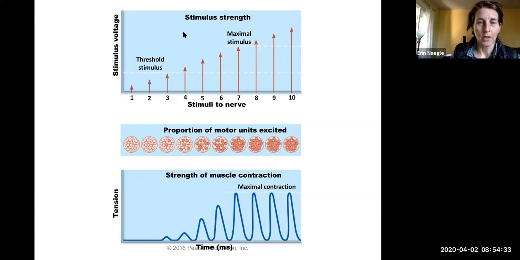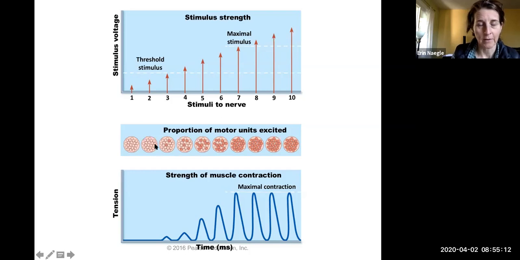So here, with a low stimulus voltage, you're not quite to the threshold stimulus. You've got to get above the threshold to allow that action potential to propagate down the muscle cell. But once you've done that, then you can increase. So you'll notice here in 1 and 2, if you look at the proportion of motor units excited, you haven't excited any motor units because you didn't reach the threshold.